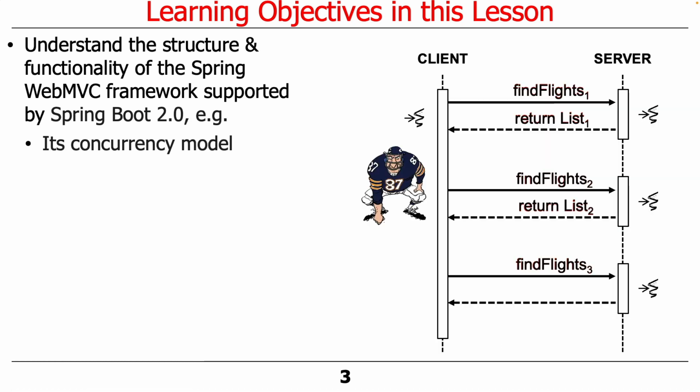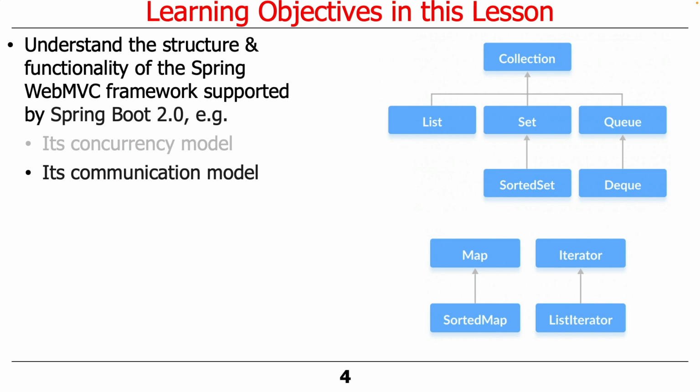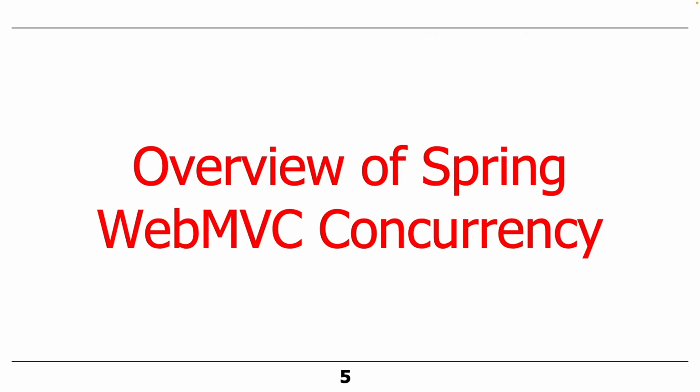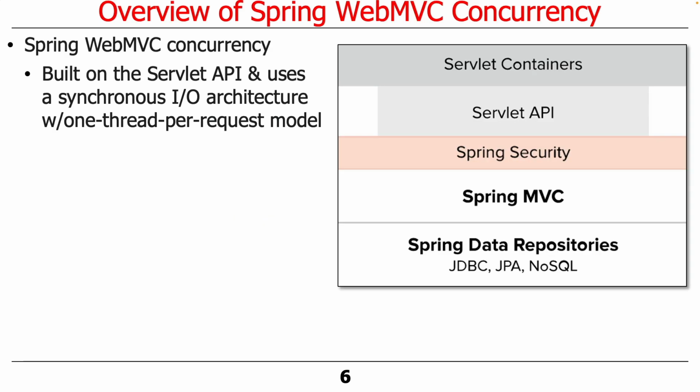So in this discussion, we're going to focus first on Spring WebMVC's concurrency model, and then we're going to talk about its communication model. Both of these concepts are very important for the assignments we're going to do, particularly the communication model for assignment 1A. But we'll start with concurrency.